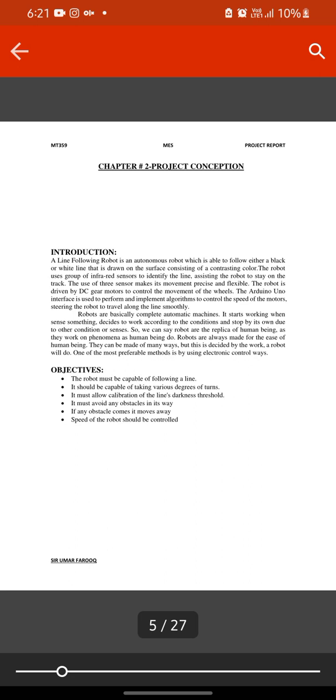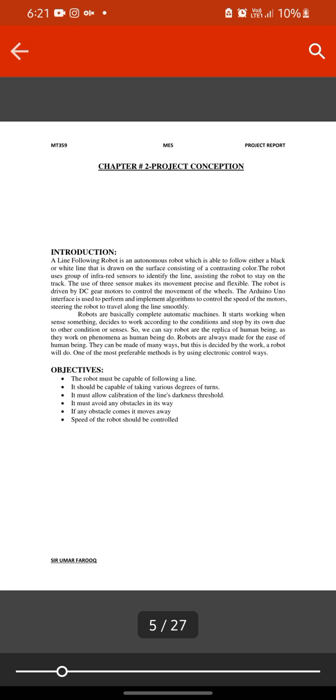So robots are always made for the ease of human beings, to minimize the load of a human being, we can say. So the objectives of this robot: the robot must be capable of following a line. It should be capable of taking various degrees of turn. It must allow calibrations of line darkness threshold.